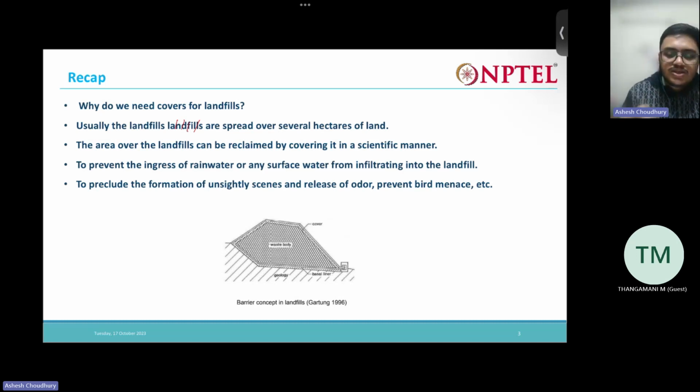So what will happen if this landfill is left open after use, say we have filled the landfill up to the desired level and after that we just keep it like that? It will give a very disturbing sight, a very dirty sight. So it's better that we cover it up. Also to prevent bird menace, that means scavenger birds or some other birds, they have a tendency to pick up the waste and litter it all around. So to prevent that, it's better that we design a cover system.